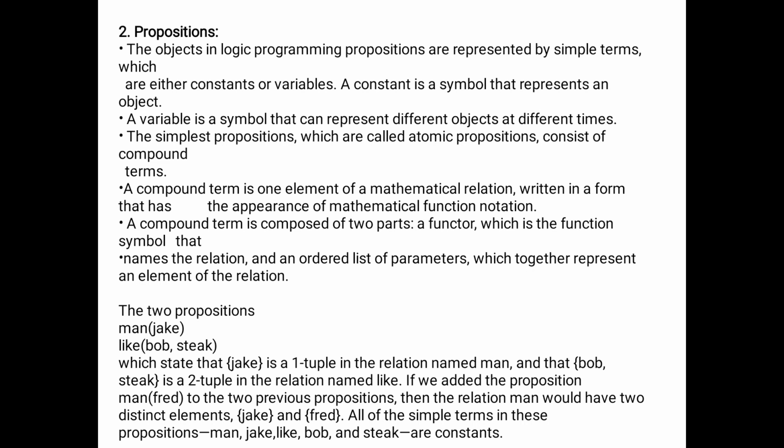The two propositions man(jack) and like(bob, steak) state that jack is a one-tuple in the relation named man, and that (bob, steak) is a two-tuple in the relation named like. If we added the proposition man(fred) to the two previous propositions, then the relation man would have two distinct elements, jack and fred. All of the simple terms in these propositions, man, jack, like, bob, and steak, are constants.